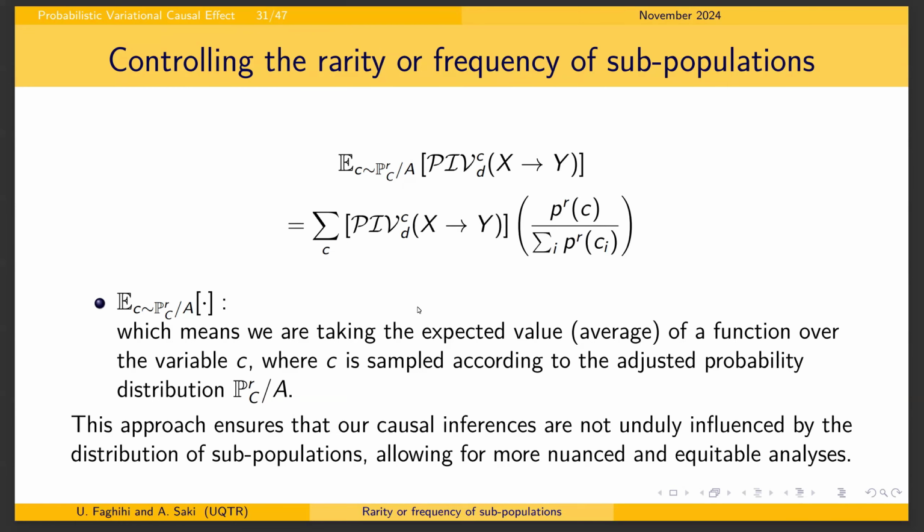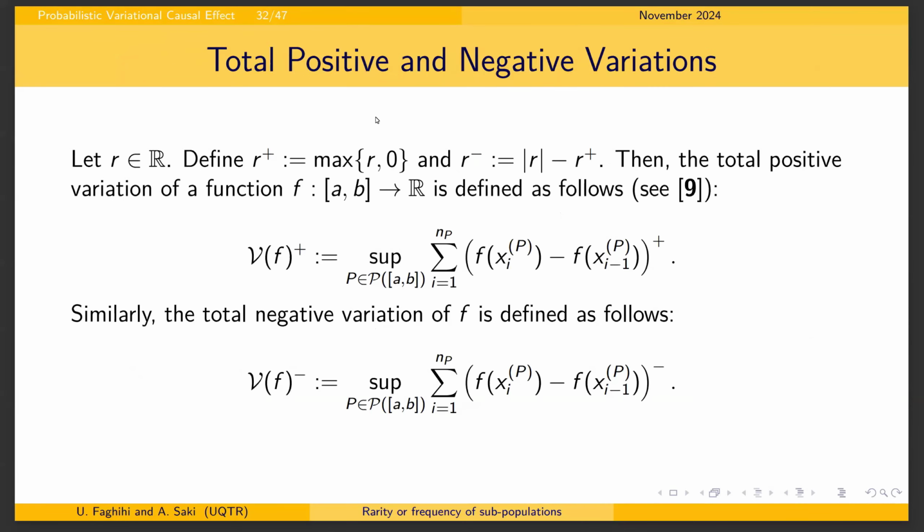So basically, this approach ensures that our causal inference is not unduly influenced by the distribution of subpopulations, allowing for more nuanced and equitable analysis. We also define the positive and negative variations. The positive is going to be the supremum of the positive effects, and the negative is the supremum of the negative changes, as you can see.